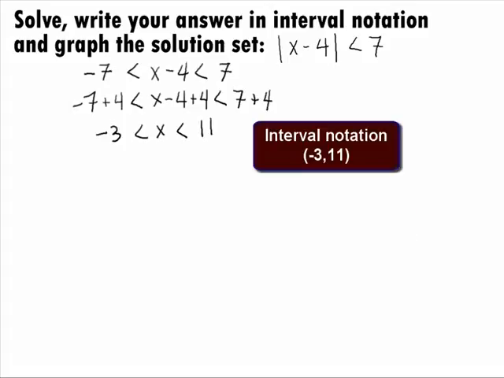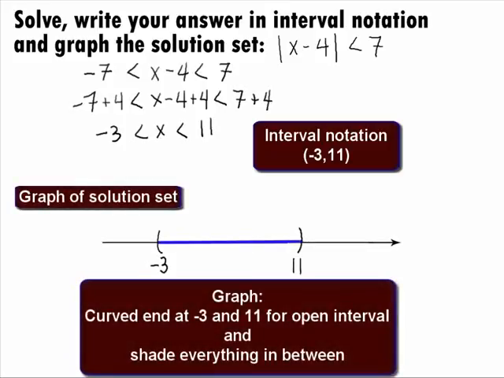Last, we need to graph this. The graph will look like the interval notation. We will have a parenthesis at negative 3 and a parenthesis at 11, and we will shade in everything between negative 3 and 11 for our final answer for the graph.